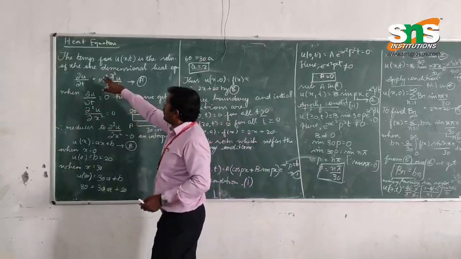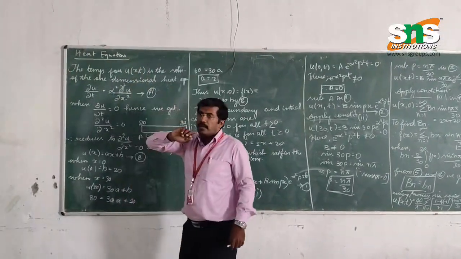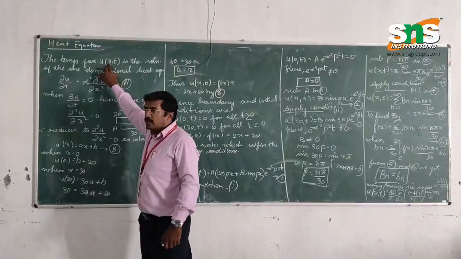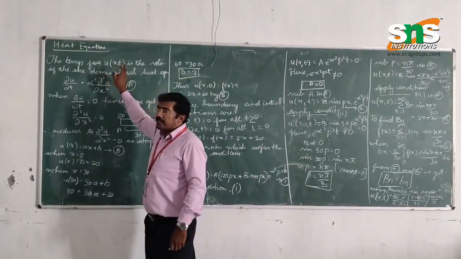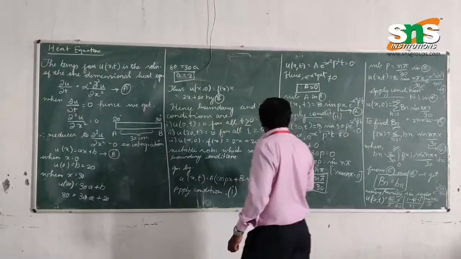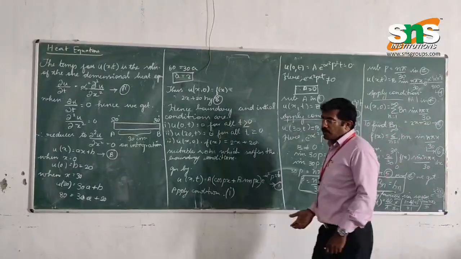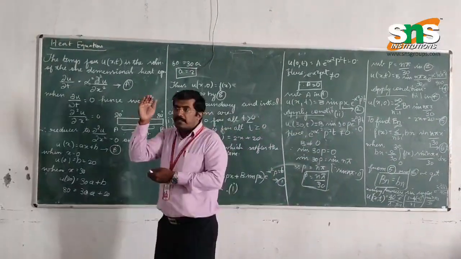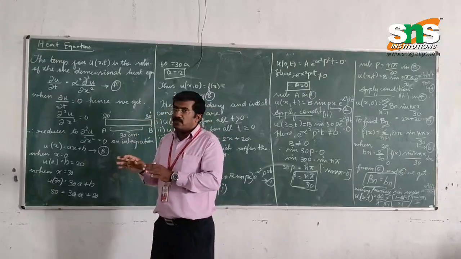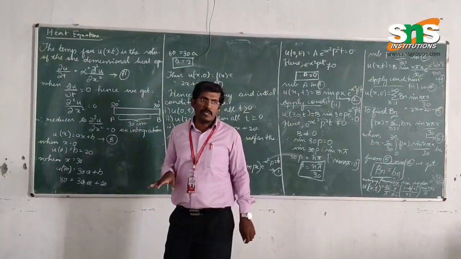So here this is your heat distribution function, where x denotes distance and t denotes time. So u of x comma t is the solution you are going to find, the heat distribution solution. How to find it, what are the steps involved, and what boundary conditions and initial conditions you have to apply. In order to derive the solution, that is what we are going to see here.